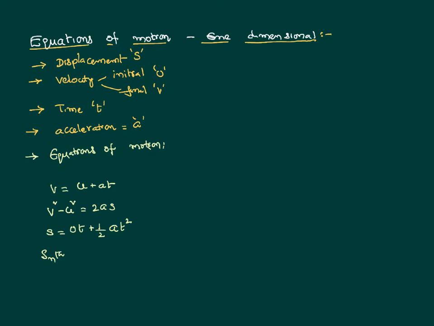Distance travelled by the body in the nth second is s_nth equal to initial velocity plus acceleration into that nth second minus 1, nth number we need to write. So these are the four equations of motion that we have to study the one-dimensional motion of a body. These equations are very critical and very important to understand the one-dimensional motion of a body.